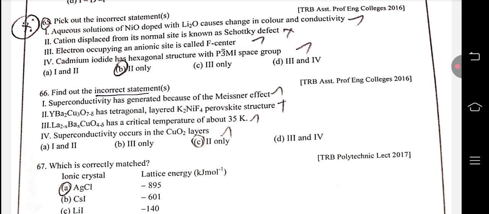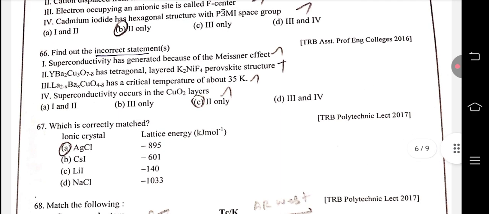The electron occupying the anion site is called F-center, in sodium chloride. Correct. The fourth one is always correct, therefore D is correct. B is the only incorrect one. 66, incorrect statement. Only the second is incorrect. For all solid state questions, the maximum reference books are by J.D. Lee and A.R. Anthony West.